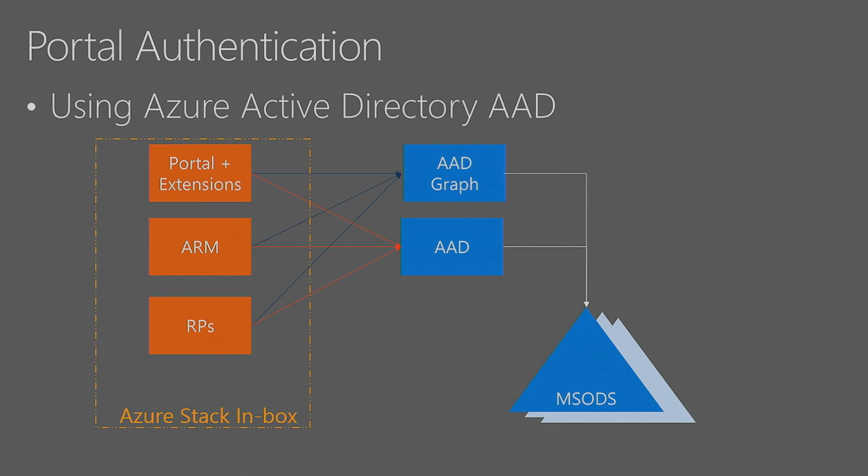What's in the box: portal extensions, ARM, RPs. They're communicating with the Azure Active Directory graph service that does enable the RBAC scenarios, and Azure Active Directory communicating with the Microsoft Online Directory service. That's what you have today.